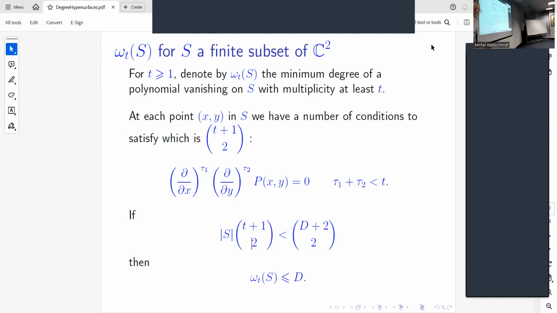So the condition is that if t is sufficiently large, and this is exactly what we need, then omega t of S is less than d, the reasonable number of omega at most d, satisfying all these conditions. This is just linear algebra.